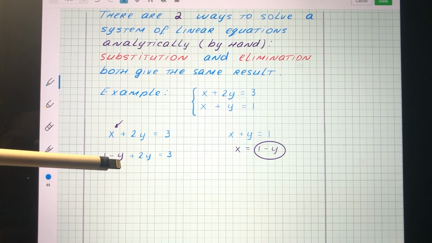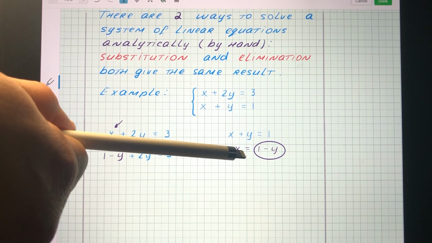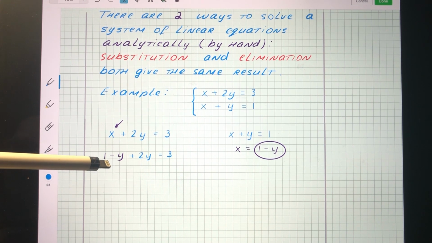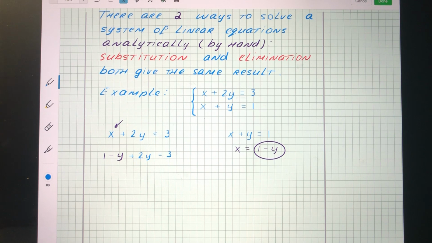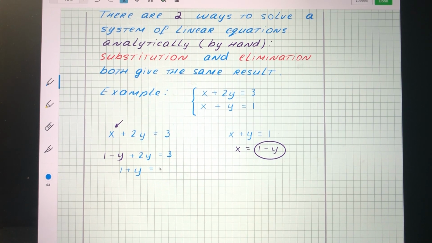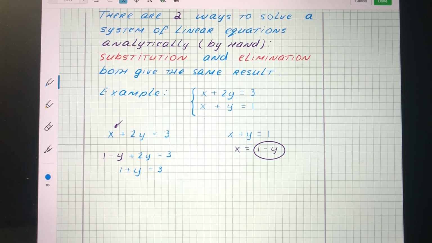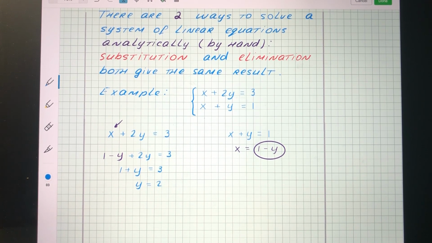We have one equation with one unknown. We can find the y. Once we know the y, we can get the x by using it in this equation. So let's find the y. All we need is combine like terms. Negative y plus 2y makes 1y. And to cancel plus 1, we minus 1 from both sides, and we get y equals 2.